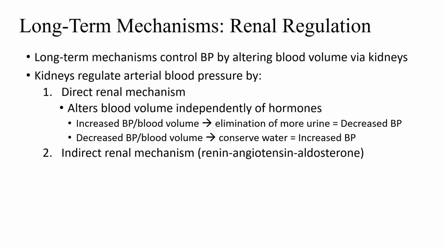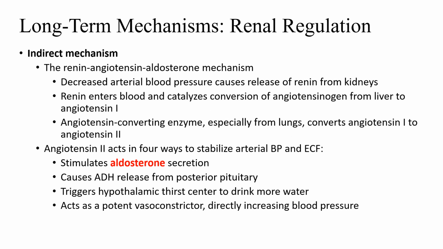Then there is an indirect renal mechanism through a renin-angiotensin-aldosterone hormonal pathway. This mechanism decreases the arterial blood pressure after release of renin from the kidneys. So what happens? The renin is an enzyme that catalyzes the conversion of angiotensinogen from the liver to angiotensin 1. Then you have an ACE, an angiotensin converting enzyme, from the lungs, converting angiotensin 1 to angiotensin 2. There are a couple ways that angiotensin 2 is actually stabilizing the blood pressure and the extracellular fluid levels.